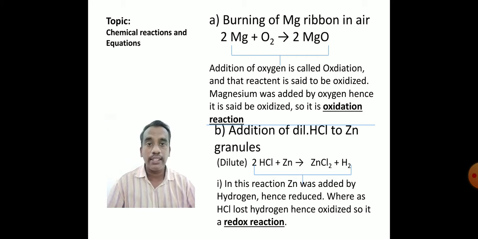Let us check the second one, that is addition of dilute HCl to zinc. In this reaction we have the reactants HCl and zinc. What is happening to the reactants? From the HCl the hydrogen was removed. So we can speak of the loss of hydrogen as oxidation, whereas the zinc is gaining the electronegative element chlorine, so it is called oxidation. So it is undergoing both oxidation and reduction, which means it is a redox reaction.